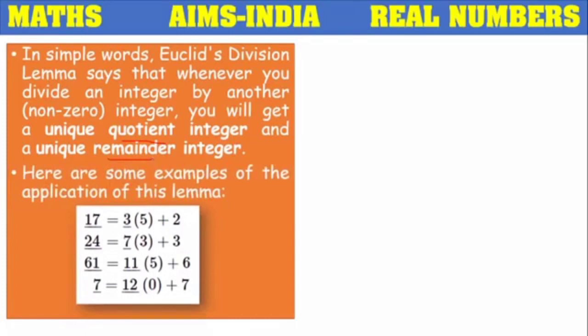Some more examples are here. 17 is the dividend and 3 is the divisor. If we divide 17 by 3, what will we get? 3 fives are 15, plus 2 will be the remainder. 24 divided by 7: 7 threes are 21, 3 will be the quotient and 3 will be the remainder. 61 divided by 11: 5 elevens plus 6, 5 is the quotient and 6 is the remainder. 7 divided by 12: though 7 is less than 12, we can divide by 12. How? We can take the quotient as 0. 12 zeros are 0, and 7 will be the remainder.